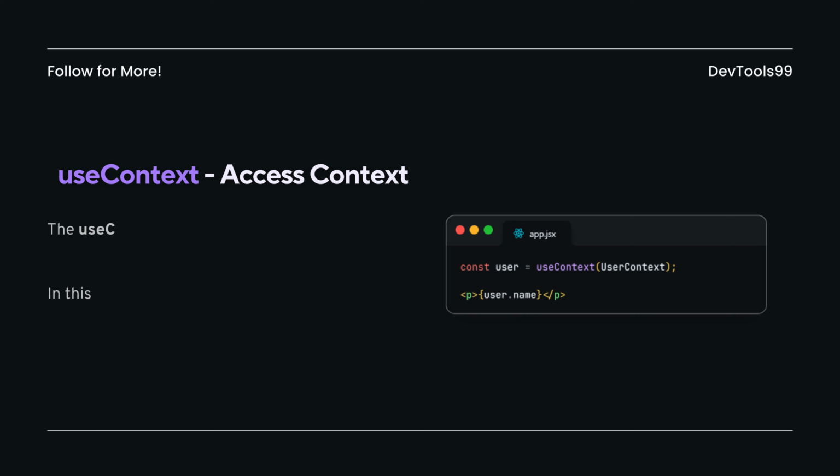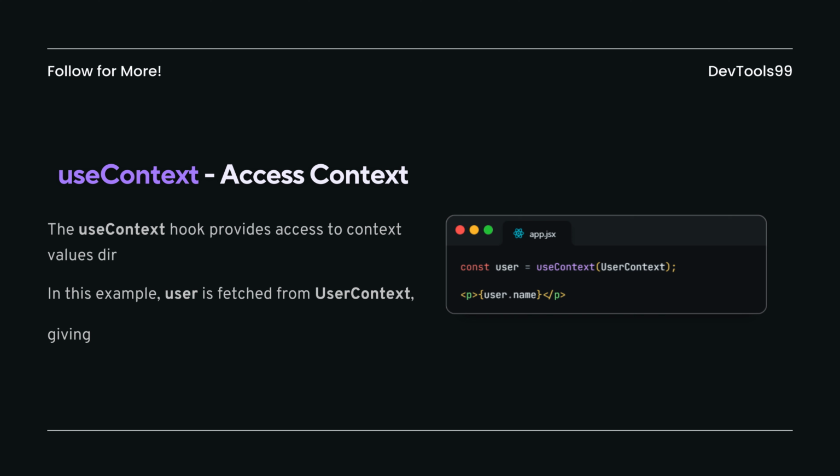3. useContext, Access Context. The useContext hook in React allows you to access values from a context directly within your component. Context provides a way to share values like user information, themes, or settings across your app without passing props through every level of the component tree. By using useContext, you can easily retrieve values, for example, user details, from a context, making global data accessible without the need for prop drilling or creating extra components. This simplifies your code and improves maintainability.